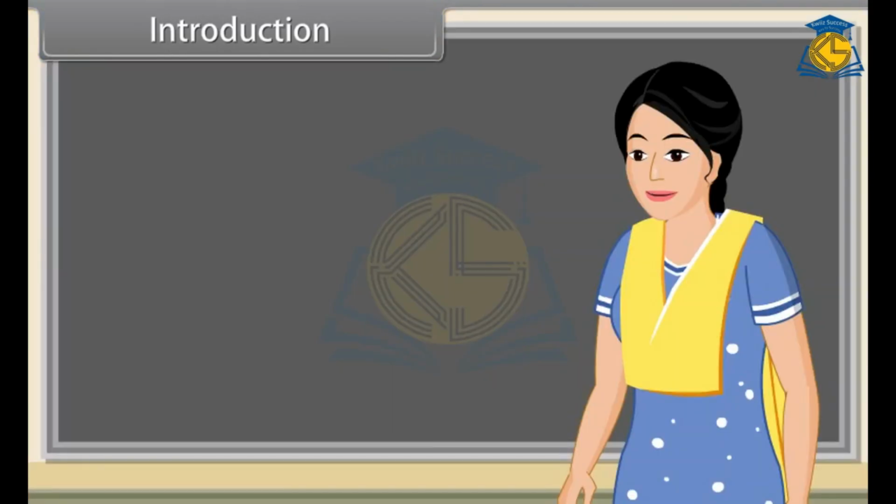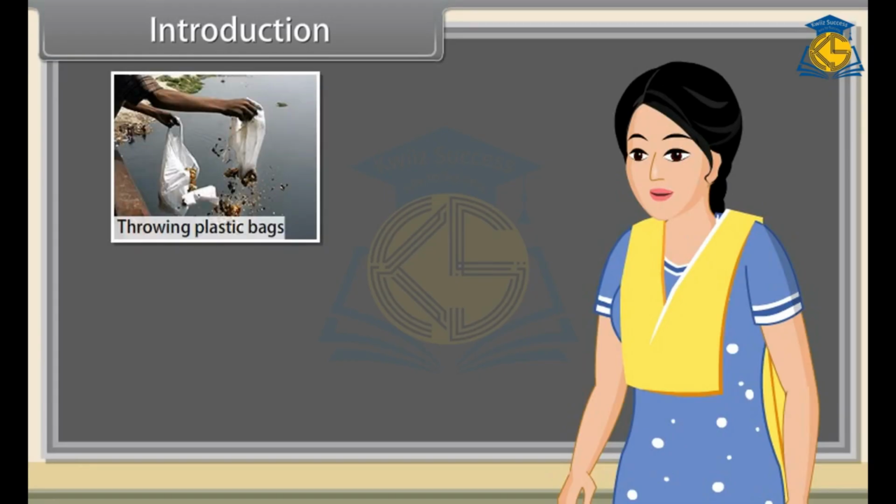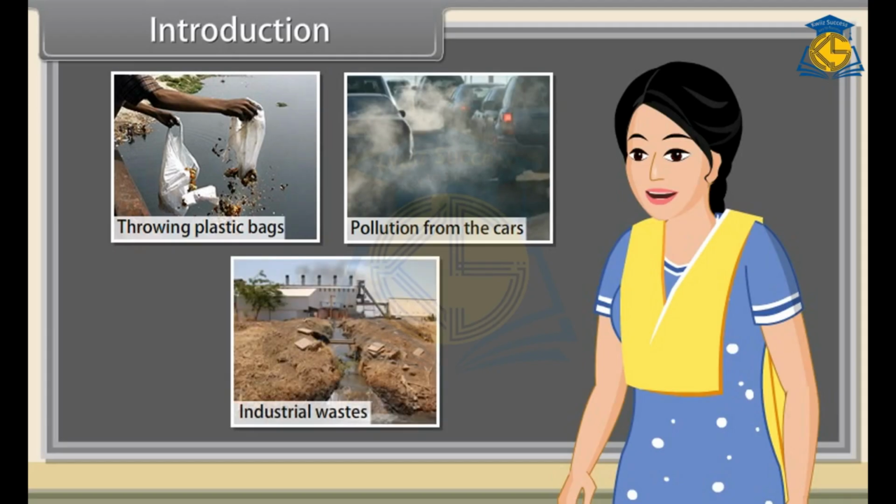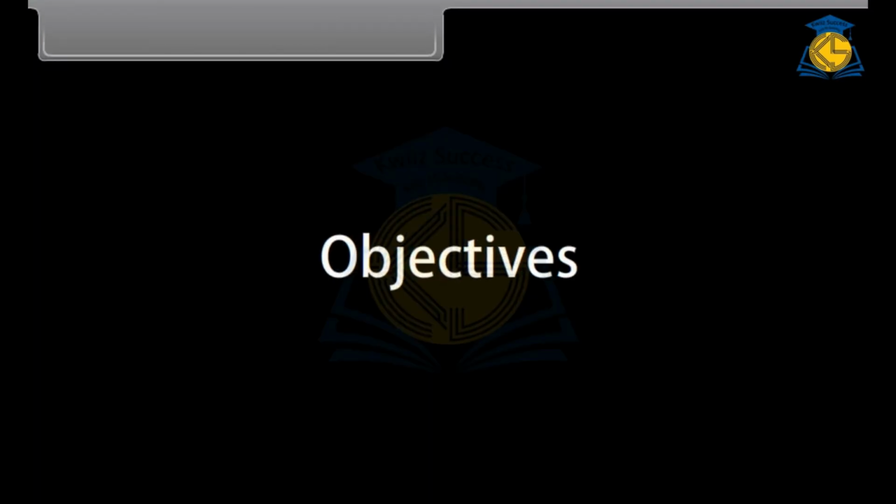Many of our activities destroy the clean state of rivers, such as throwing plastic bags, pollution from the cars, dumping of industrial wastes. Let us explore them in detail and their effects on our environment. Objectives.